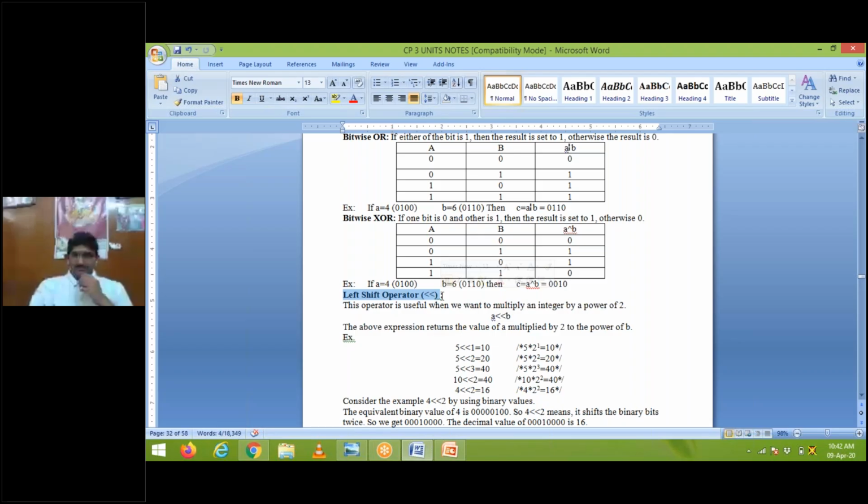Bitwise operators, all are very important. 6 operators are very important. So now coming to the left shift. The left shift means two less-than symbols. That is called the left shift operator. In some textbooks it is called the shift left operator. Shift left operator is also called the left shift operator.